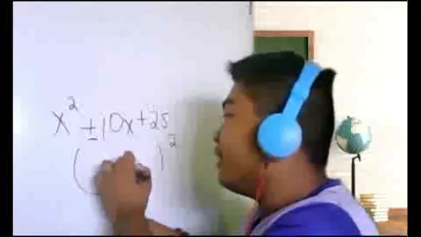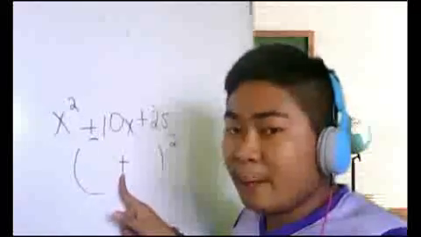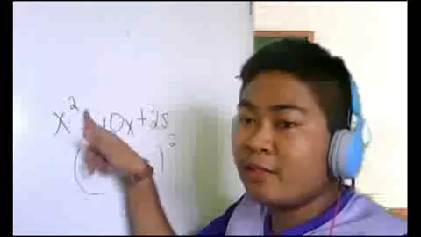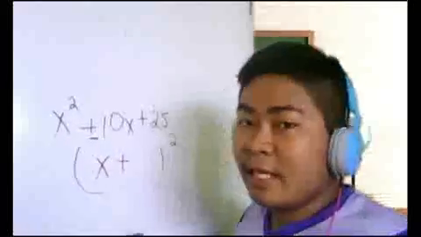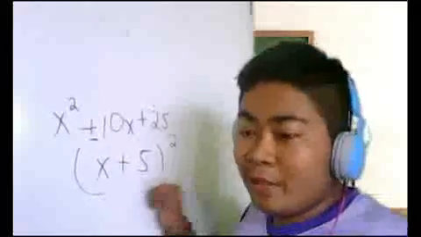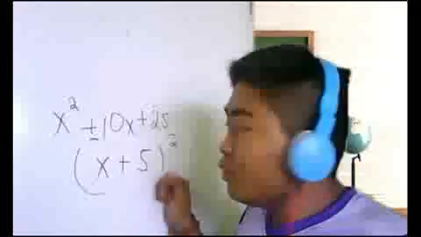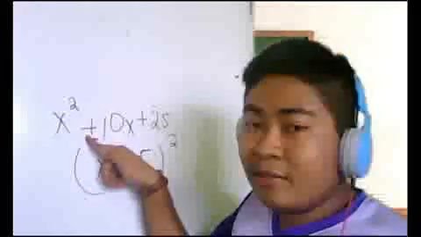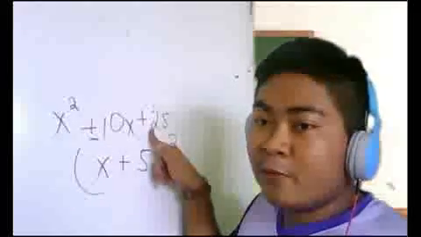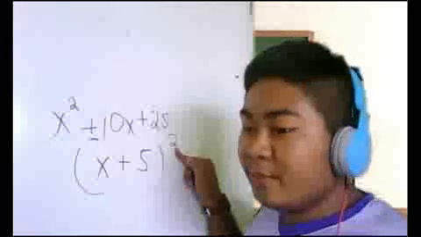So, this is positive. Therefore, this is positive na. So, x squared, square root of x squared is x. Square root of 25 is 5. This would be our final answer na. So, square root of x, copy the symbol, square root of 25 is 5, that's it. And put a square symbol dito.